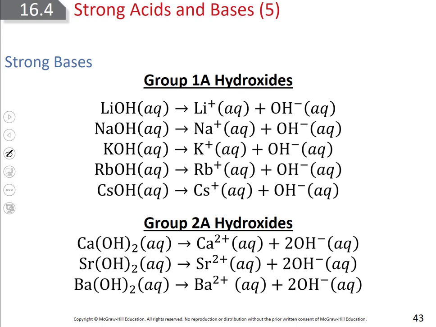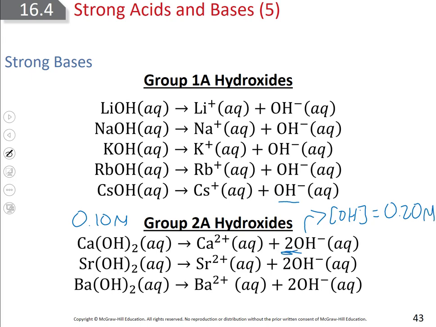Notice the stoichiometry. Group 1A, all of these produce one hydroxide. But group 2A hydroxides all produce two hydroxides. That's going to change the resulting concentrations. So back to chapter 2 or chapter 4 and how the concentration is affected by stoichiometry. If, for example, I had 0.10 molar calcium hydroxide, what would be my resulting concentration of hydroxide ion? 0.20, good.